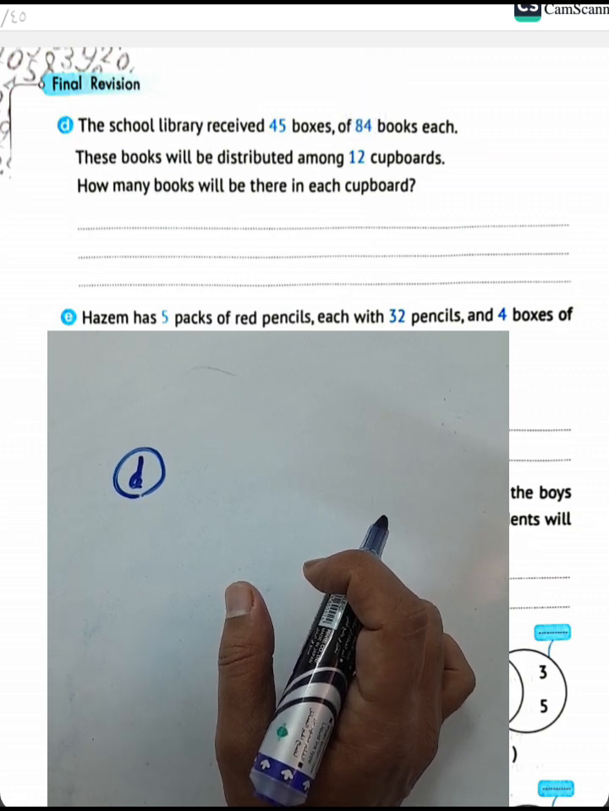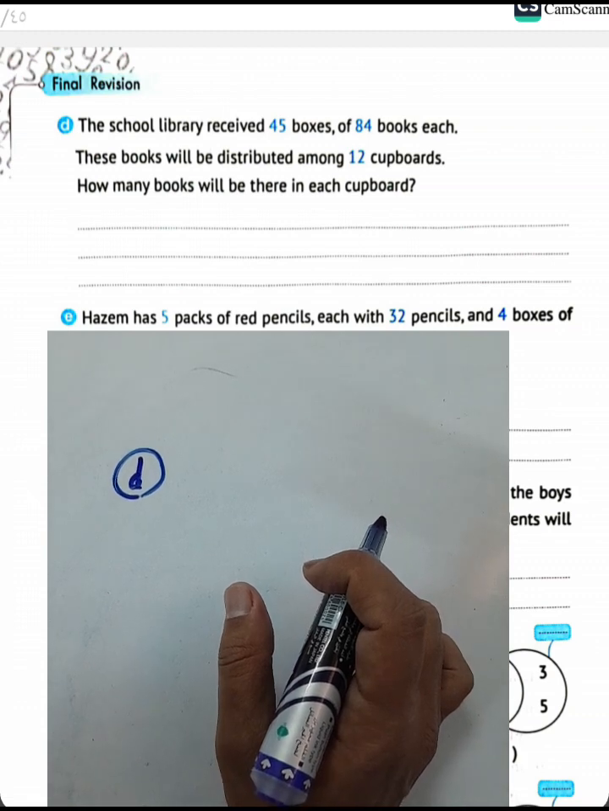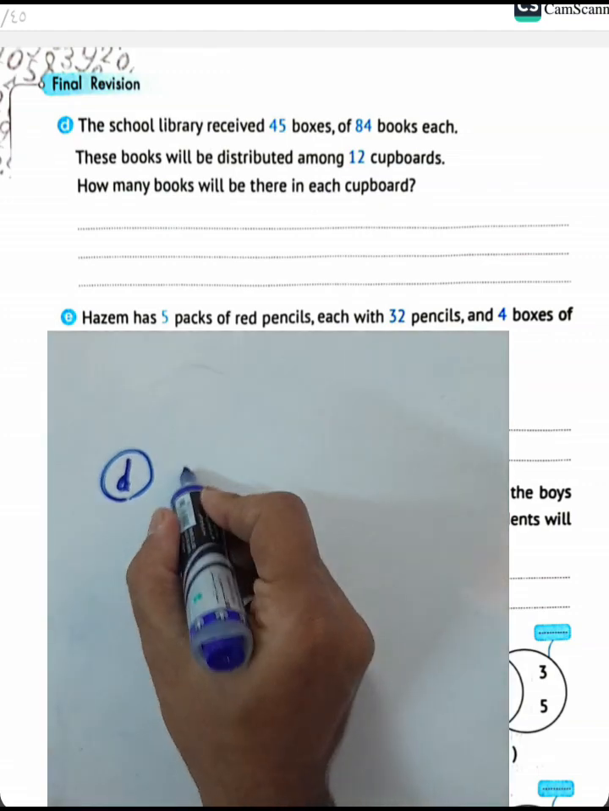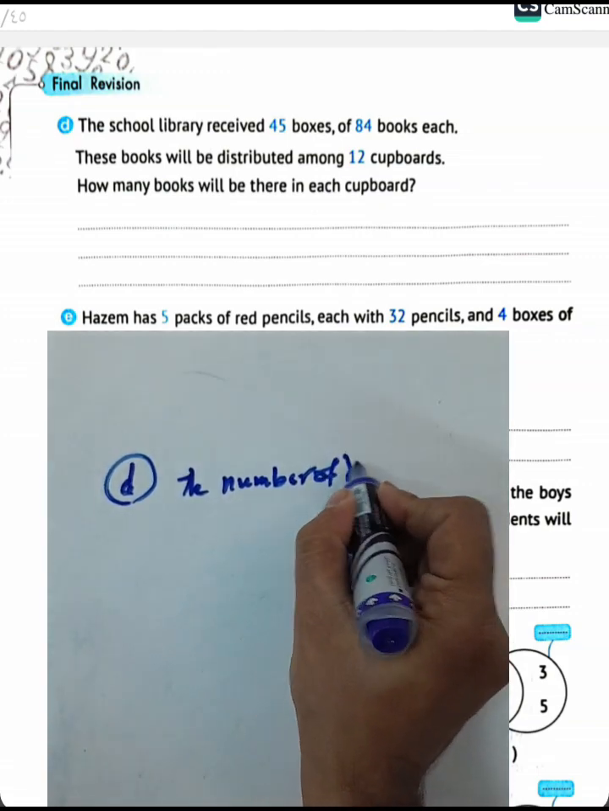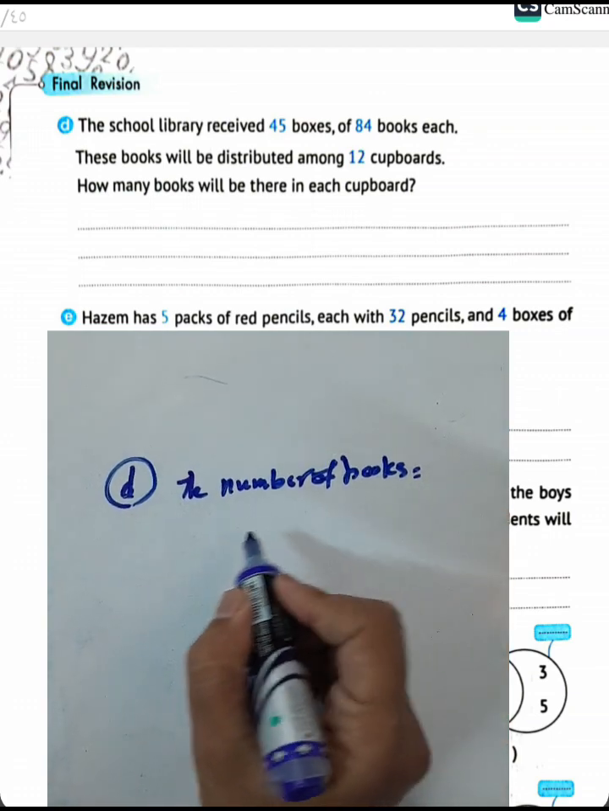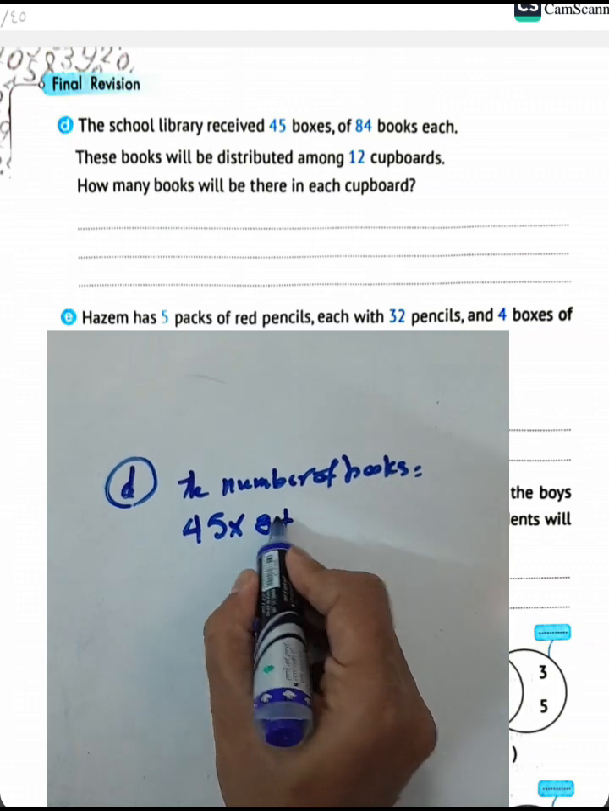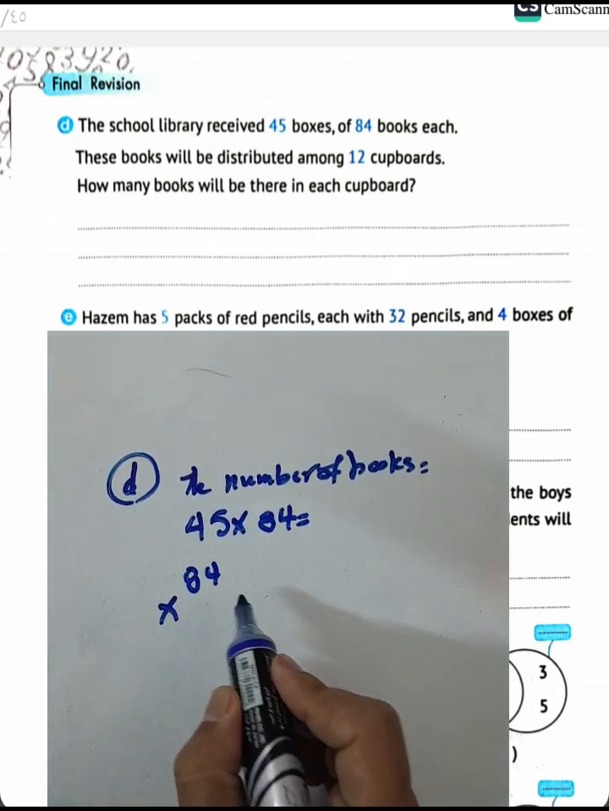You must find the number of boxes. Find the number of boxes by using the product between 45 and 84. Okay, we can write the number of boxes. It will be equal to what? Write 45 times 84. Write 45 and 84 in long multiplication.